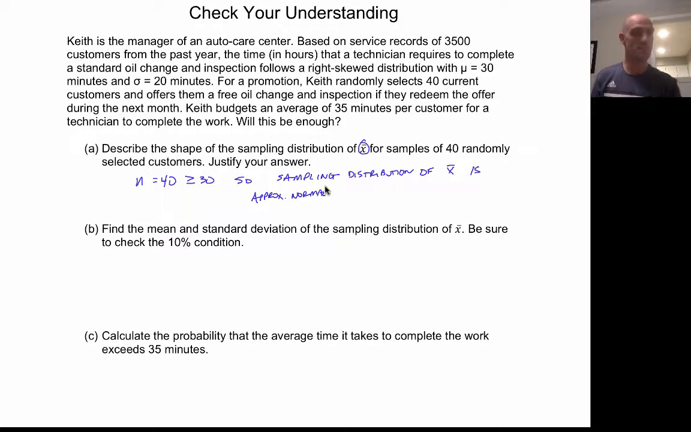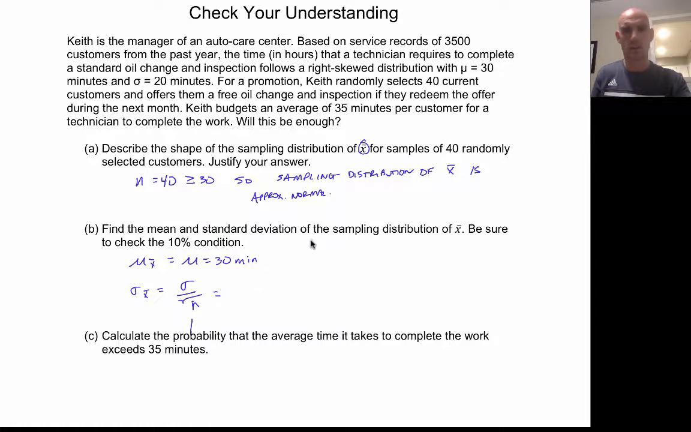So if we want to find the mean and standard deviation of the sampling distribution of X bar, what's cool is because it's approximately normal, the mean of our sampling distribution is equal to the mean of 30. This is actually a really great comparison tool that we have now. And so our standard deviation of X bar is equal to the standard deviation of our overall data divided by the square root of our sample size.